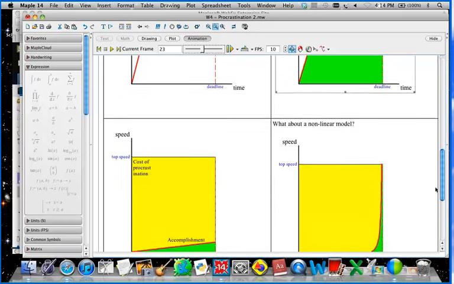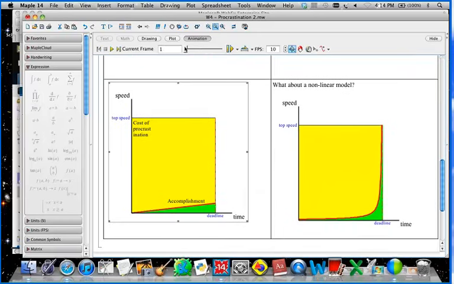Let's take a look at a slightly different representation. So if the green area represents my accomplishment, the yellow area represents what I did not accomplish. See, if I'd been going at full speed, I would have accomplished all that. But because I procrastinated, because I didn't reach my top speed right away, I lost some accomplishment. So I think of this yellow area here as the cost of procrastination.